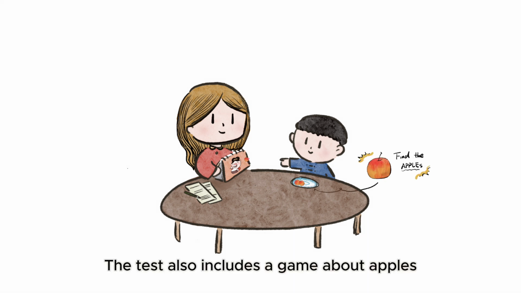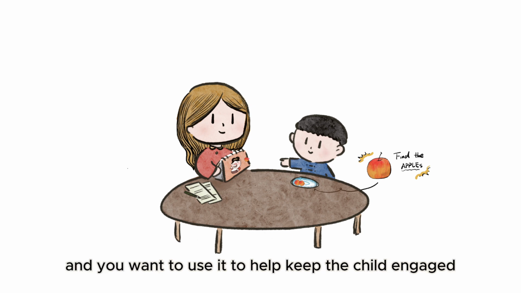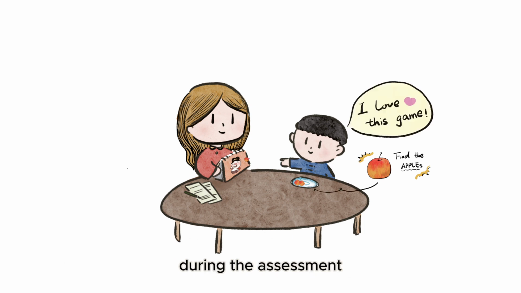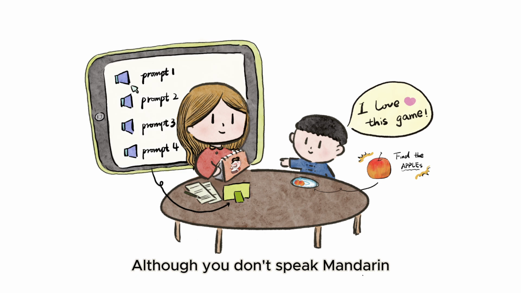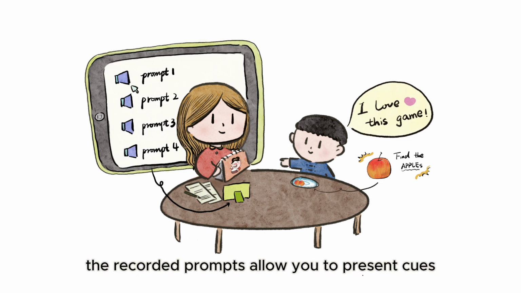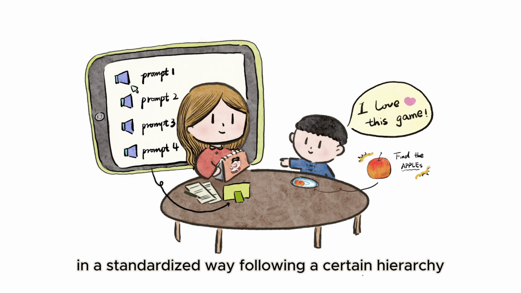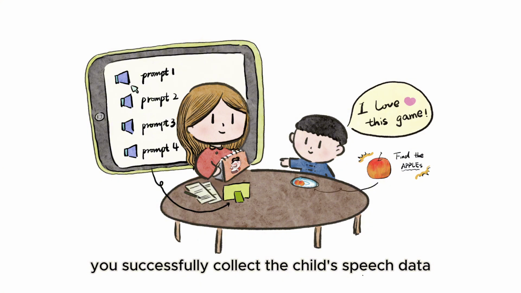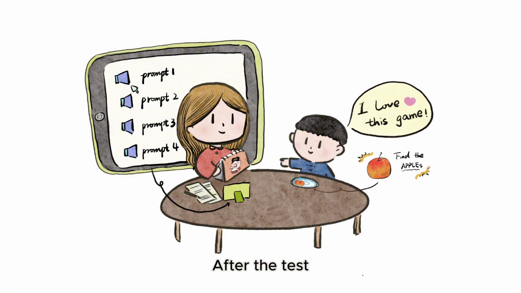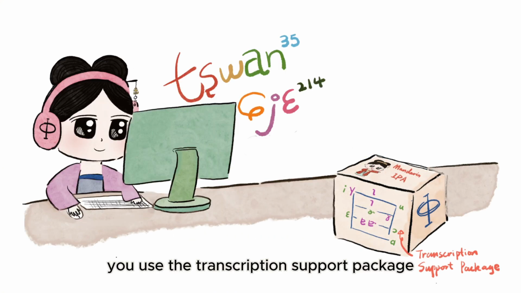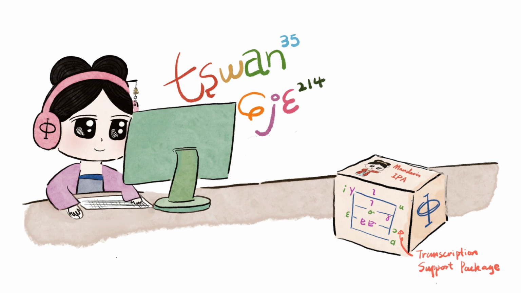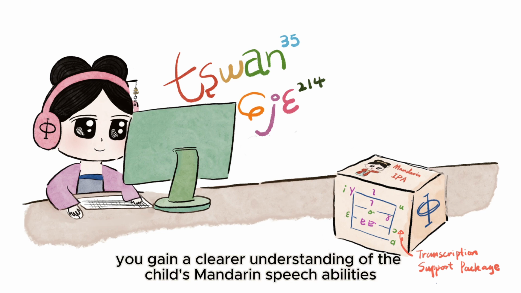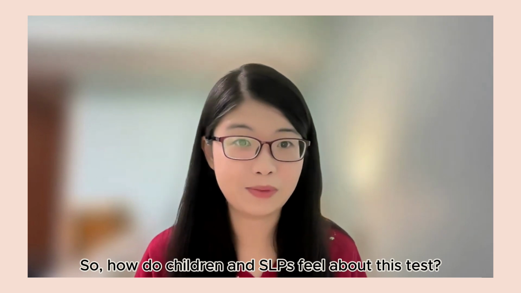The test also includes a game about apples, and you want to use it to help keep the child engaged during the assessment. Although you don't speak Mandarin, the recorded prompts allow you to present cues in a standardized way following a certain hierarchy. With the assistance of an interpreter and parents, you successfully collect the child's speech data. After the test, you use the transcription support package to transcribe the child's speech. By consulting with parents or interpreters and referring to the menu, you gain a clearer understanding of the child's Mandarin speech abilities. So, how do children and SLPs feel about this test?